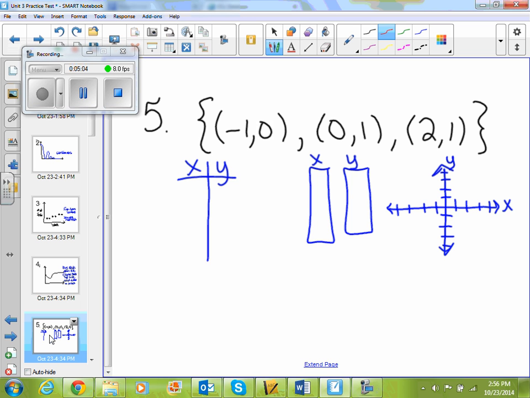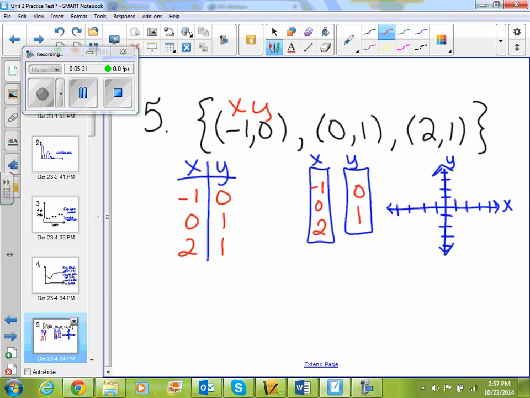Okay, so if we look at number 5, we'll give our x and y table, so let's start with that. My first value is always my x, my second value is always my y. So I'm going to have negative 1, 0, 0, 1, and 2, 1 for my table. Okay, then if I go to make my mapping diagram, my x values are negative 1, 0, and 2. My y values are 0 and 1.